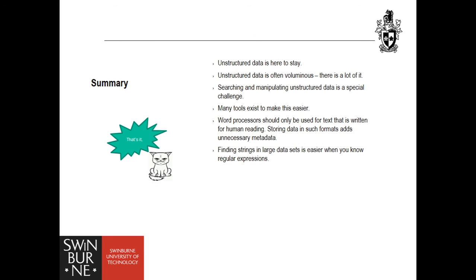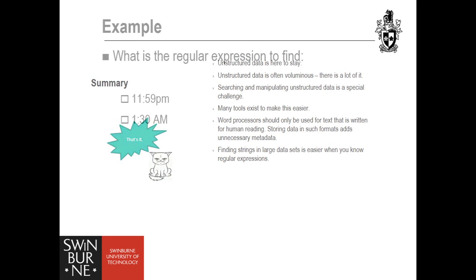So as a summary, there are 6 points. Unstructured data is often voluminous. Searching unstructured data is a special challenge. Many methods exist to make this easier. Word processors should be used for texts that are written for human reading. Lastly, finding strings in large data sets is easier when you know regular expressions.